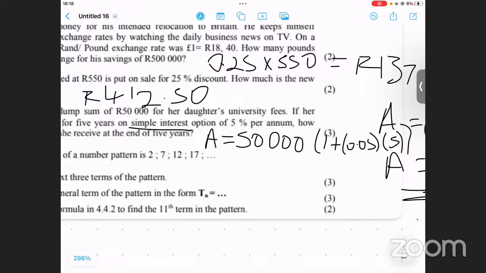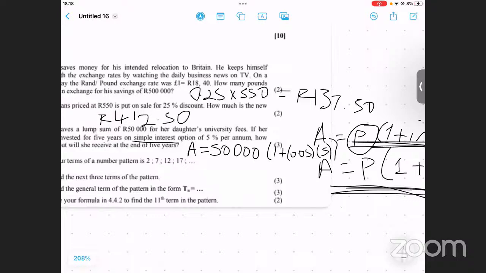So in case you get confused on whether you are writing P here or here, this A is the amount at the end of the period. And the one that you write next to everything is the amount now, the present amount. So the 50,000, we put it closer to the 1 plus IN. That means it's the amount at the beginning of the period.